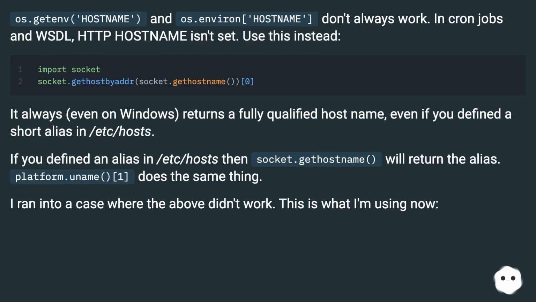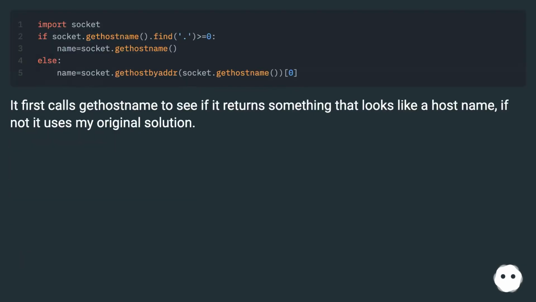I ran into a case where the above didn't work. This is what I'm using now. It first calls gethostname to see if it returns something that looks like a hostname. If not, it uses my original solution.